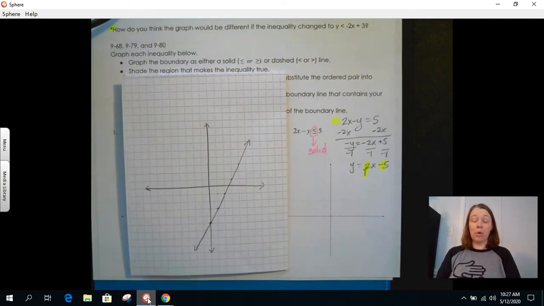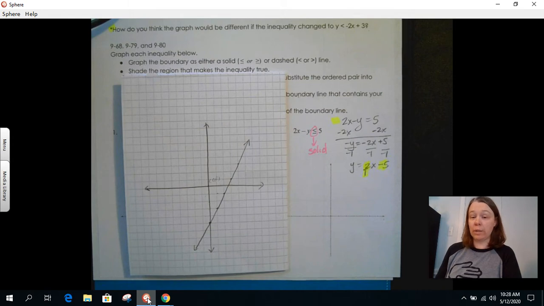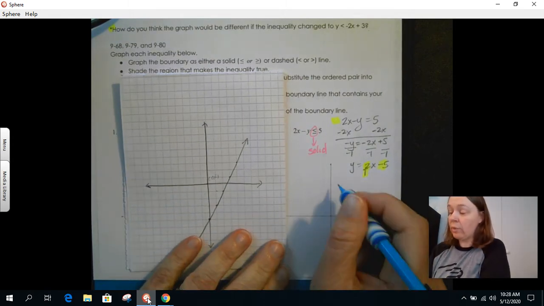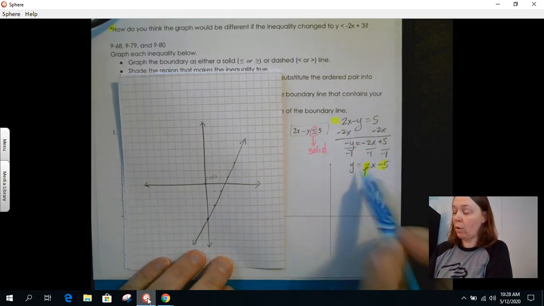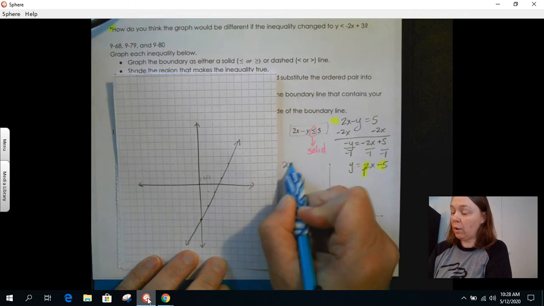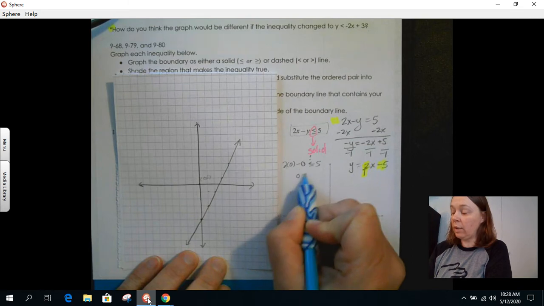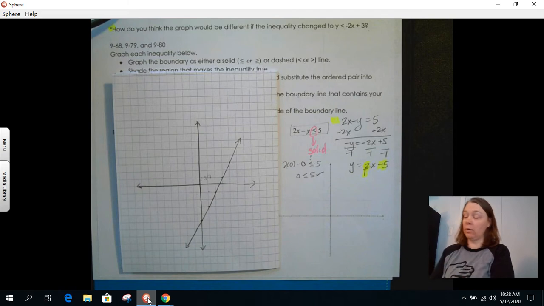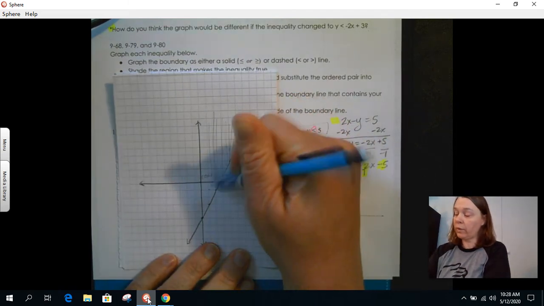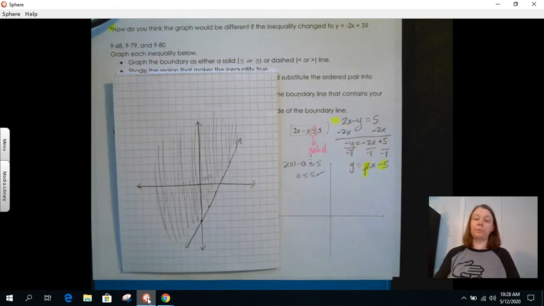Okay, and then we need to test a point. Again, my line doesn't go through 0, 0. I'm going to pick 0, 0 and see if that makes my inequality true or false. So if I put 0, 0 in, and you guys could just put it in your original, because we took the inequality out of this one. I'd have 2 times 0 minus 0 is less than or equal to 5. So that would be 0. Is 0 less than or equal to 5? It is. So I want to shade on the side with the 0, 0. Okay, so this is my solution.